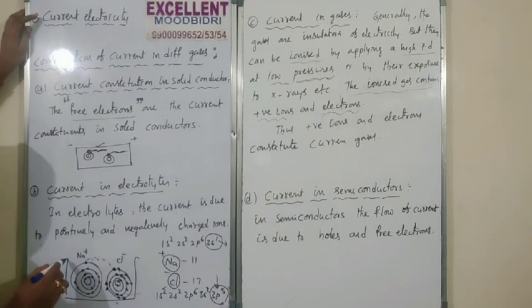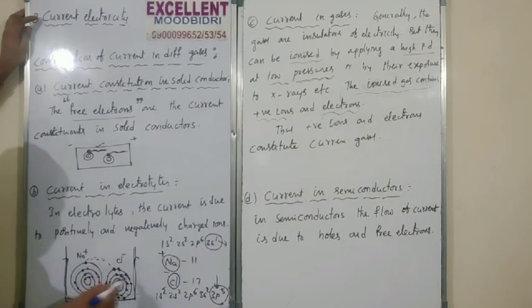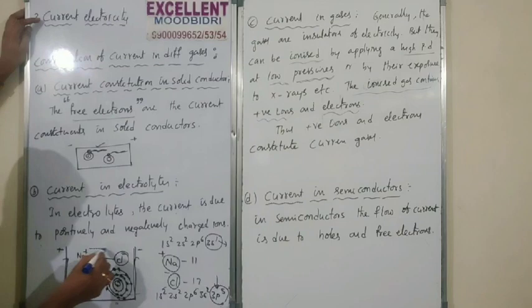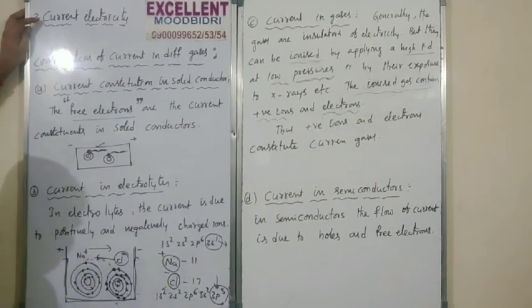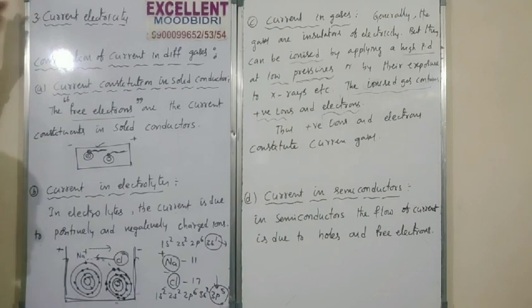Correct? For example, if I give electricity here, this is the negative and this is the positive. If I give it, what happens? The chloride ion can move from here to here, and the sodium ion can move from here to here. There is a flow of electrons. Correct?